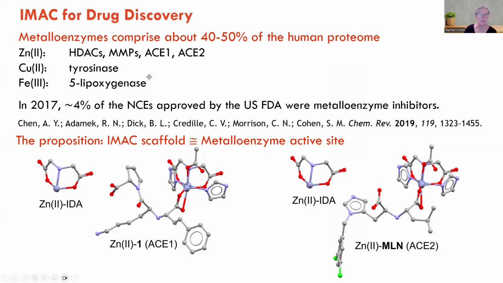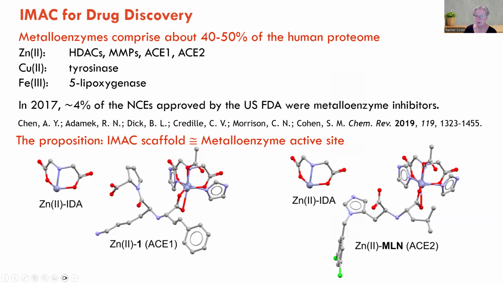Other metal ions that are present in different types of metalloproteins include copper-2, which is present in tyrosinase, and ferric ion, which is present in 5-lipoxygenase. So this is just to give you a sense of the presence of metal ions in metalloenzymes in humans and the different types of metal ions.